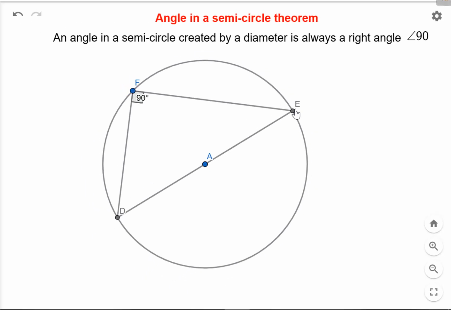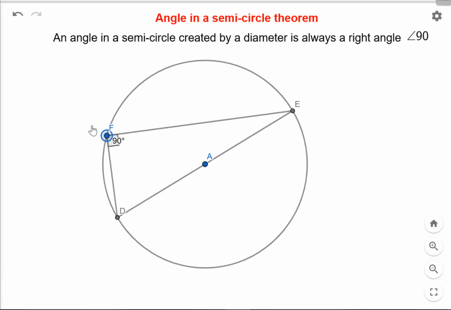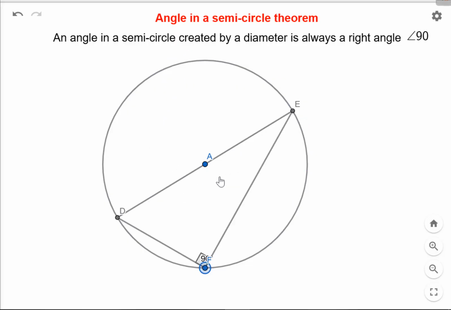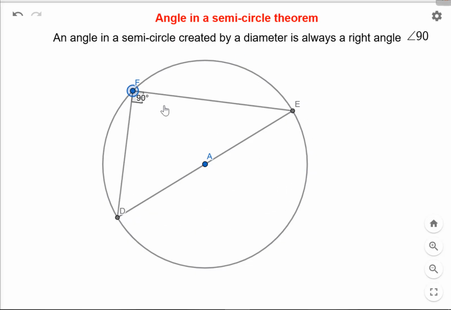So we have DFE. Clearly the size of the angle is 90 degrees. Let's move the angle at the circumference around to see how it's going to affect the angle size. So we can move it around. Clearly at any point it is still 90. Even in an opposite direction it is still 90 degrees. So once it's created by the diameter, you are getting 90 degrees.